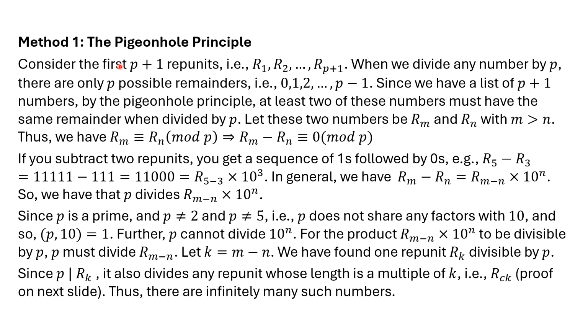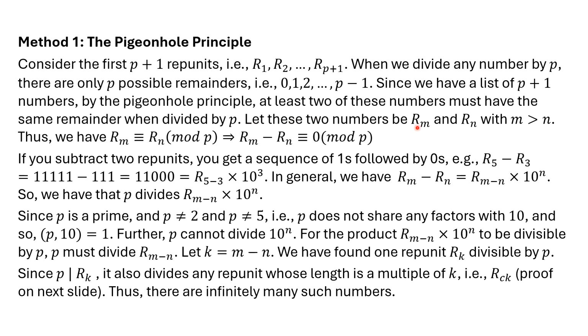So consider first the p plus 1 rep units, R1, remember that's just 1, R2 is 1 1, up to R sub p plus 1. When we divide any number by p, there are only p possible remainders: 0, 1, 2, up to p minus 1. That's true whether or not p is a prime. We'll need the fact that p is a prime later, but for now we don't need that. Since we have a list of p plus 1 numbers, by the pigeonhole principle, at least 2 of these numbers must have the same remainder when divided by p.